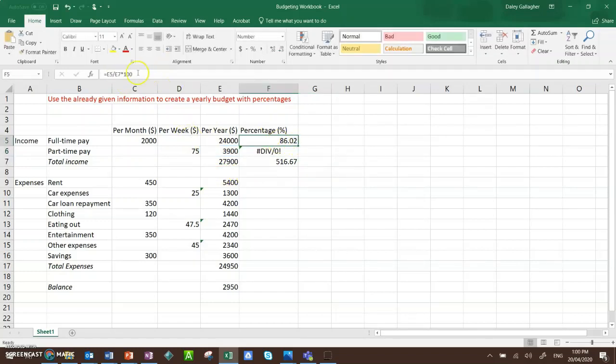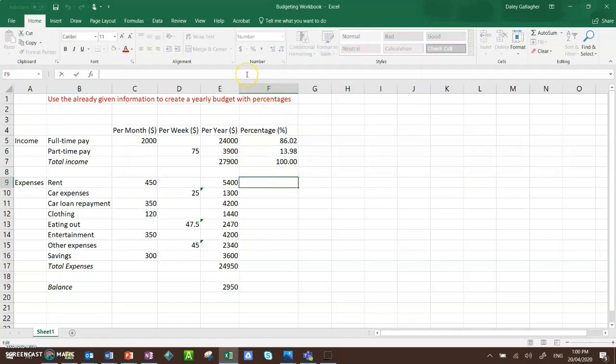I click on this cell here, and to make sure the E7 box doesn't move, what I need to do is add a $ sign in front of the E and a $ sign in front of the 7. So the $ sign means don't move this cell when the formula is dragged down. So now when I press enter, I can drag that formula down once again, and it's now correct. So 86.02% is the full-time pay, and 13.98% is the part-time pay.